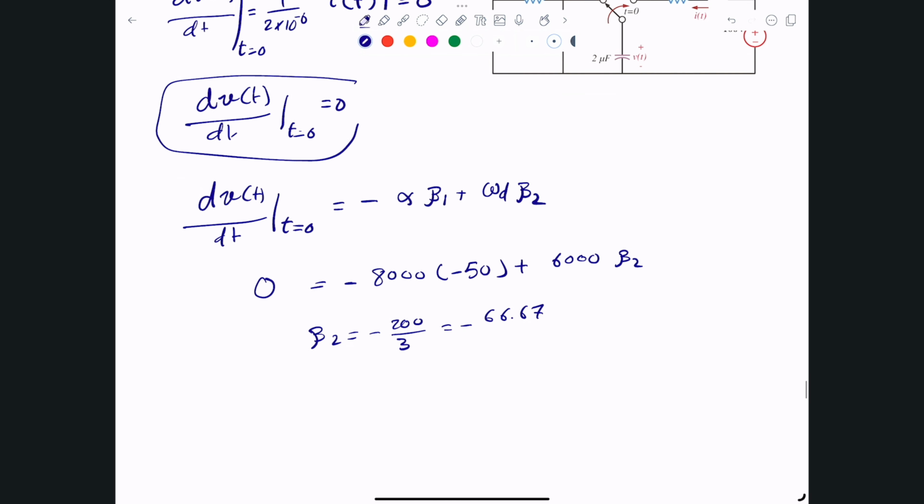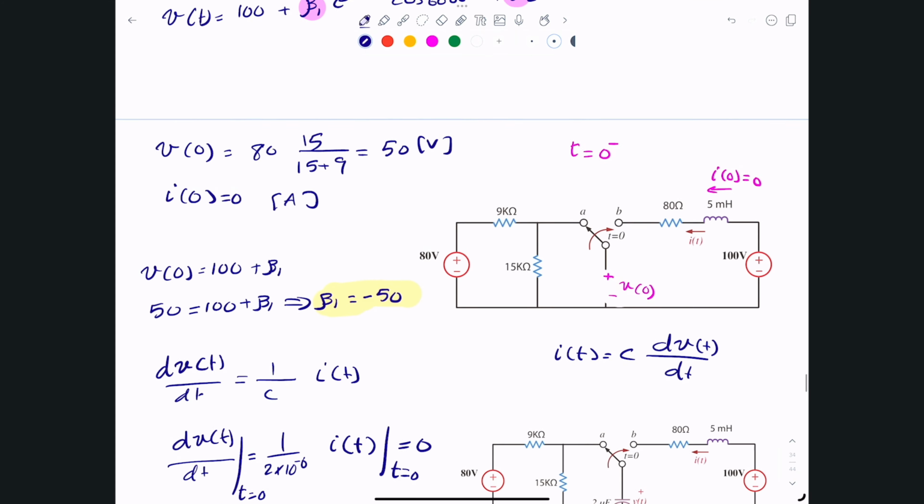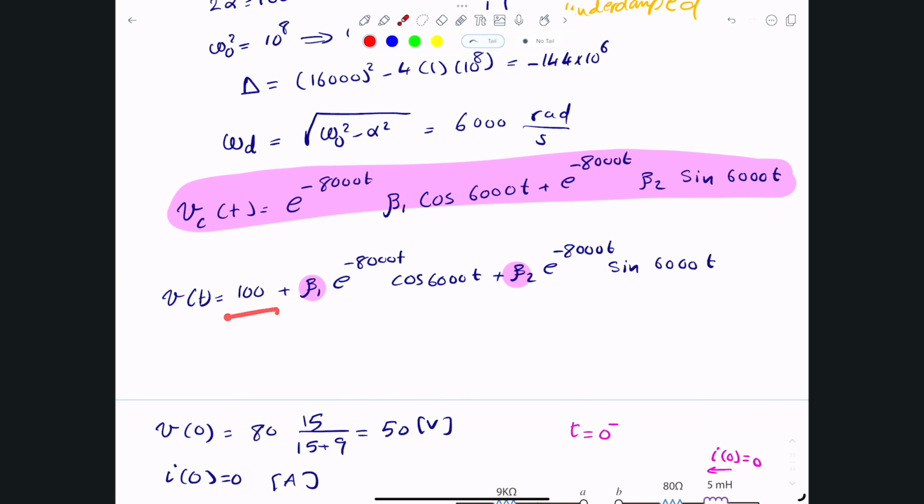All right, now putting everything together, what we end up with is the following. V of t is simply negative 50, that's beta 1, e to the negative alpha, which is 8,000 t, cosine omega d, which is 6,000 t, negative 200 divided by 3, or 66.67, e to the negative 8,000 t, sine of 6,000 t, and of course I forgot the particular solution, which is plus 100, because remember there's a particular solution. In this particular case here, we have a particular solution.